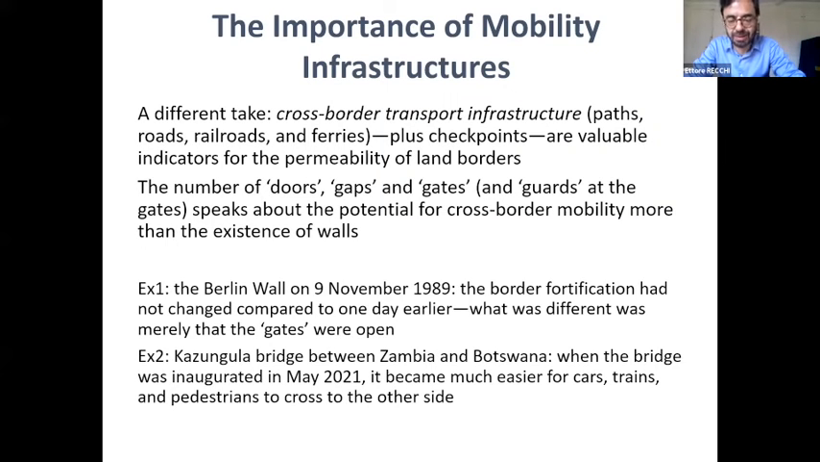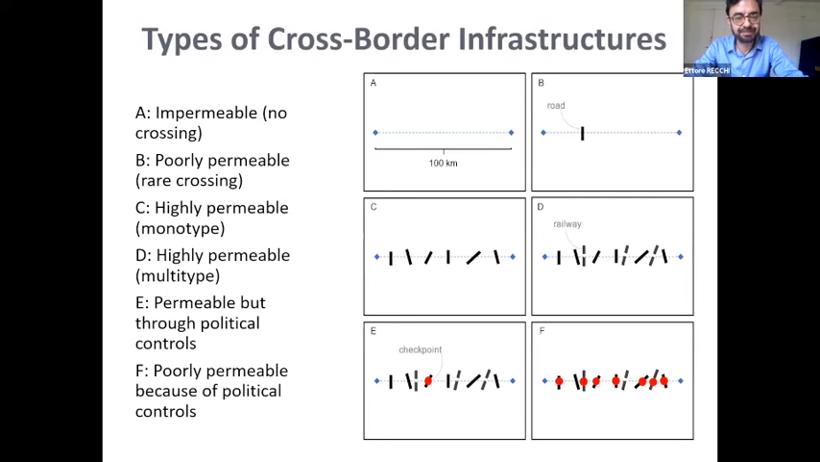And the second example is more up to date. It's in Africa. In 2021, a bridge was opened between Zambia and Botswana, the Kazungula Bridge, and this was a game changer for people living next to these borders to go from Zambia to Botswana and vice versa. So if we only looked at the fortifications, we wouldn't be able to capture the facility with which that particular border can be crossed at different times.